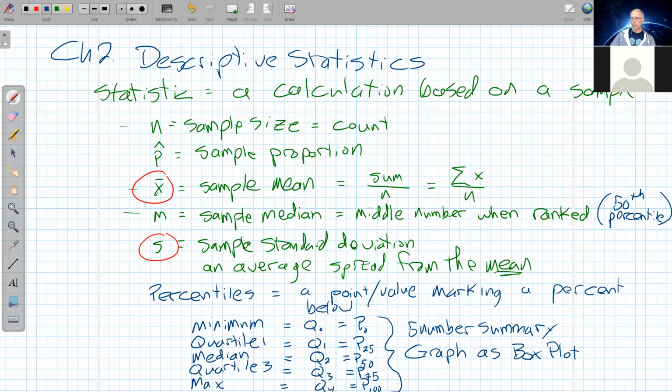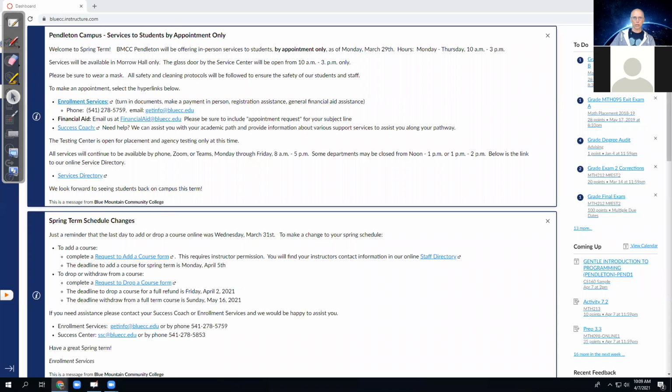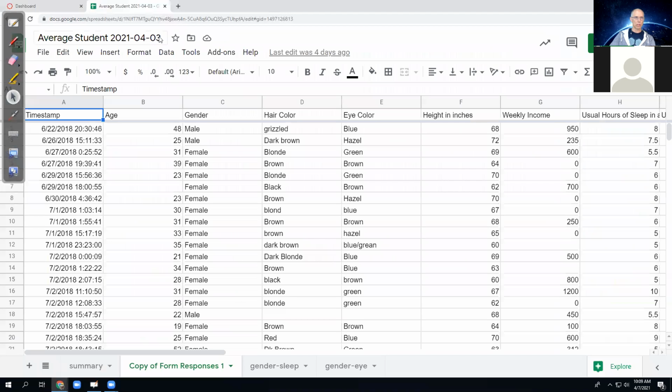Let's start off with the average student data. We've looked at it before, and this should be in your recent Google Drive, but I'm going to share my version of it with everyone right now.